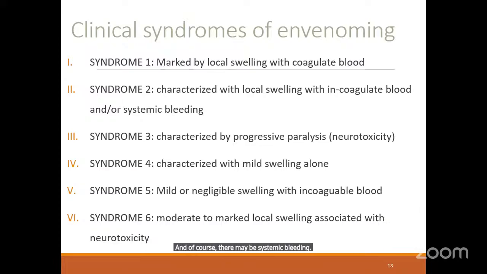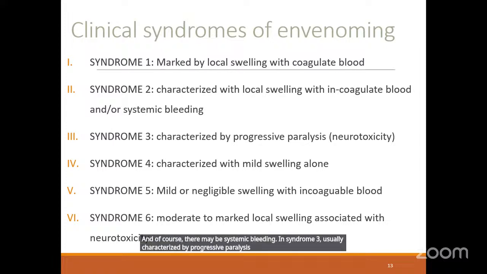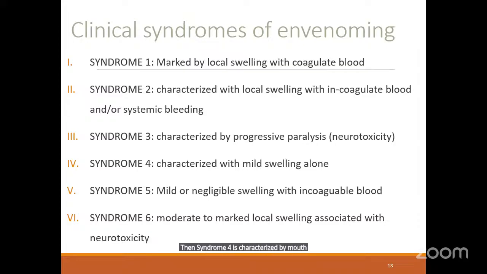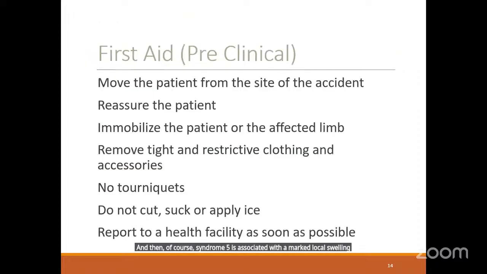In syndrome 3, usually characterized by progressive paralysis, that's neurotoxicity. Then syndrome 4 is characterized by mild swelling alone. Syndrome 5 by mild or negligible swelling with incoagulable blood. And then, of course, syndrome 6 is associated with marked local swelling and then neurotoxicity.